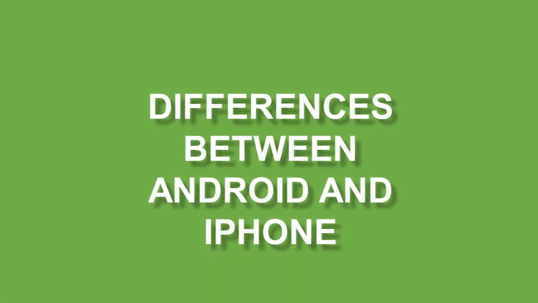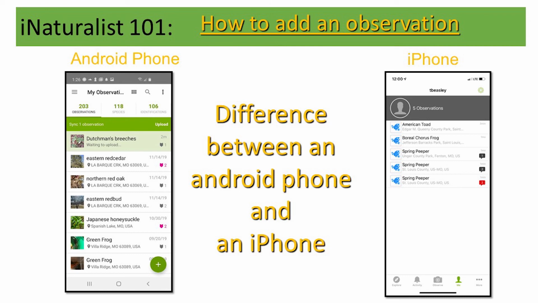The platform for both Androids and iPhones are very similar, but there's definitely some differences that are worth highlighting. The first difference is the location of options. On an Android on the left in this picture, you can see that all the options are on the top, whereas on iPhone they're typically found along the bottom.